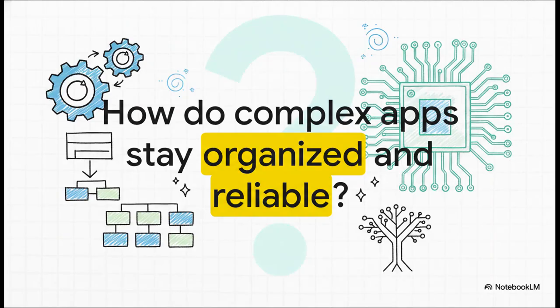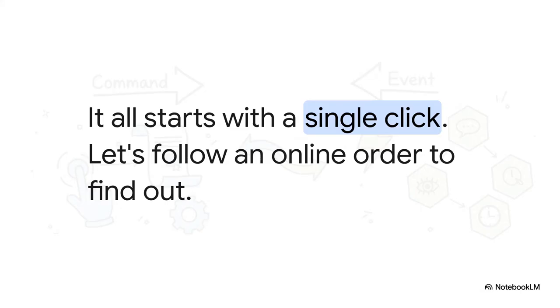So yeah, that's the big question, right? How does a system with millions of users, with all these countless moving parts, manage to stay organized and not just fall over? It might feel like some kind of tech magic, but it's actually a really clever design principle at its core. And to get our heads around it, we're going to follow a journey that I'm pretty sure we've all taken, placing an order online. This one simple action is going to let us peek behind the curtain and see the two fundamental building blocks that make the whole thing possible.